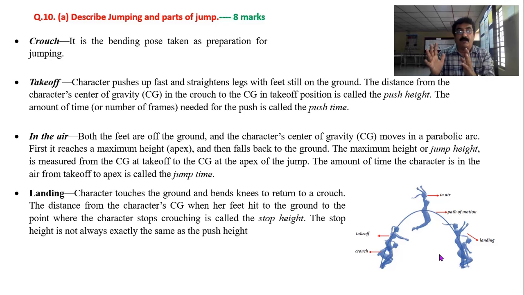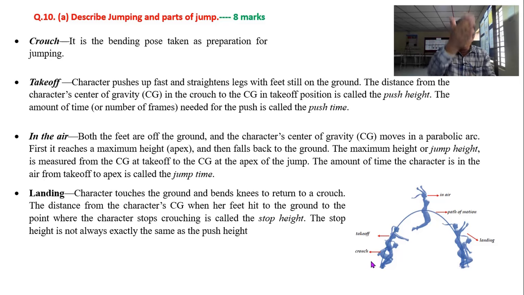Divide into 4 parts. Number 1, crouch position. Here the person is getting ready to jump. He will shrink the body, ready to take off. Next, take off: he will push the ground and rise up, and then once he rises up he will be in the air, that is the in air position, and finally he is going to land. So these are the 4 parts: crouch, take off, in air, landing.